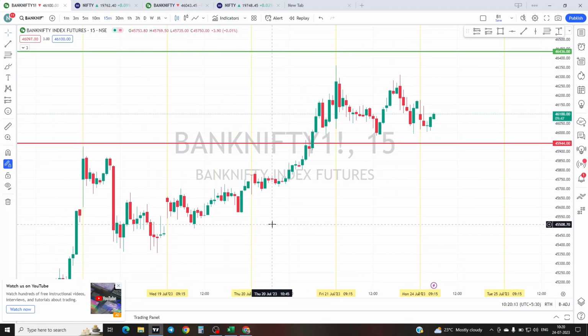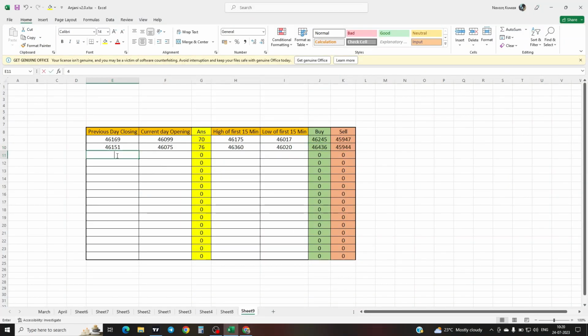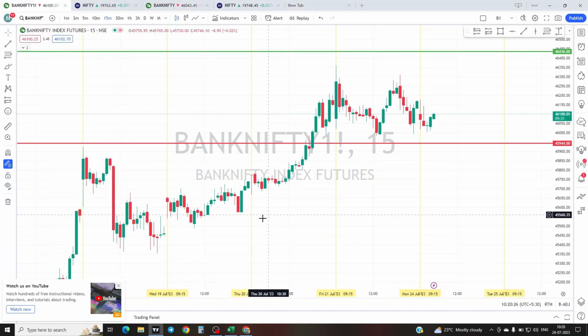To check Thursday's result, we need the previous day's closing, that is Wednesday, 19th day closing. What was the closing price? The closing price was 45738. And what was the opening price? The opening price of 20th was 45774.